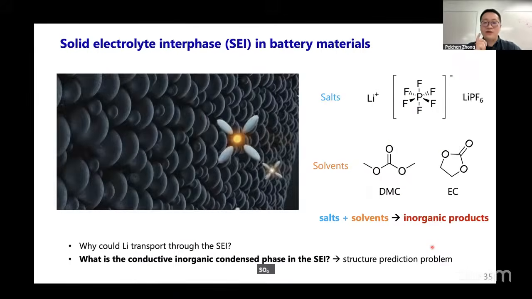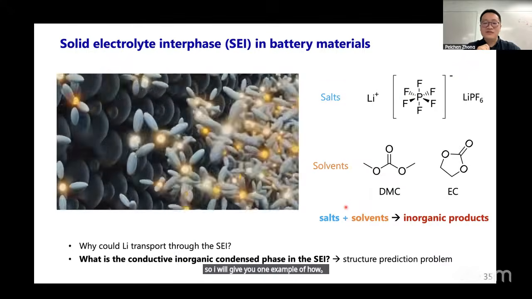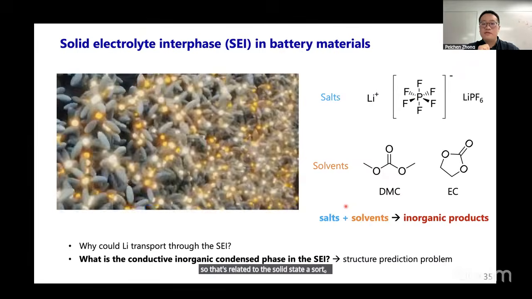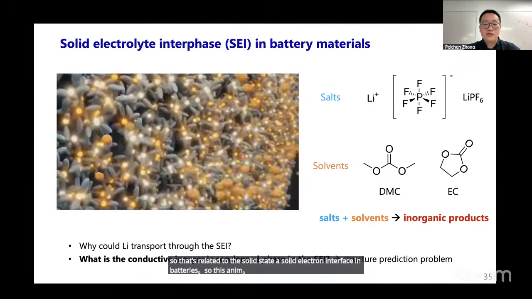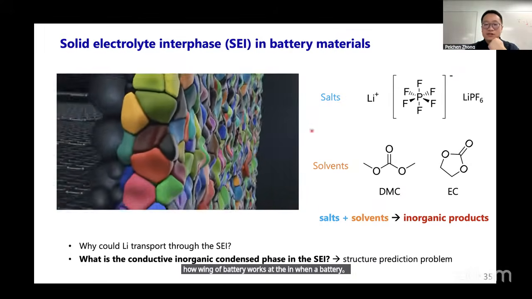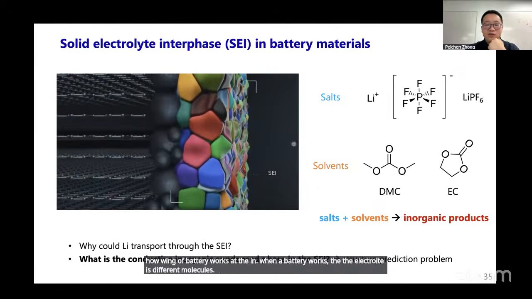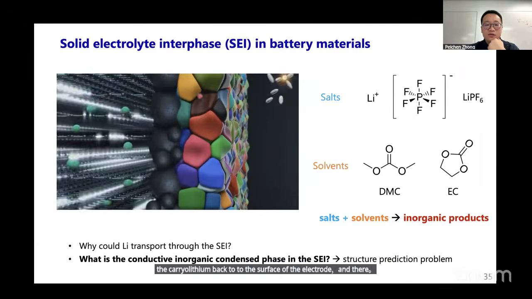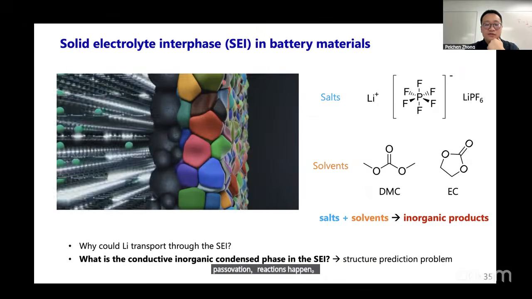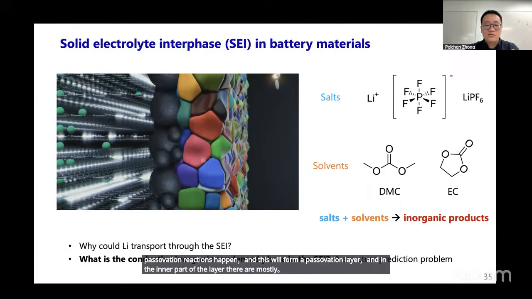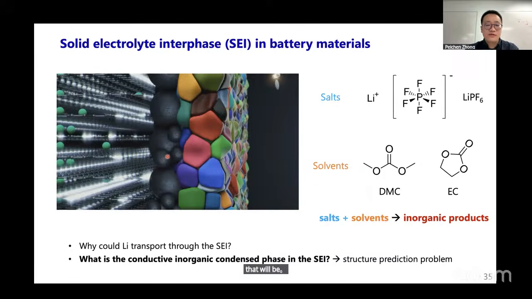So I will give you one example of how this can be used for a real science problem. That's related to the solid-electrolyte interface in batteries. This animation shows how, when a battery works, the electrolyte molecules carry lithium back to the surface of the electrode, and there are some passivation reactions that happen, and this will form a passivation layer. In the inner part of the layer, there are mostly the products of the inorganic component that will be formed at the surface of the anode.